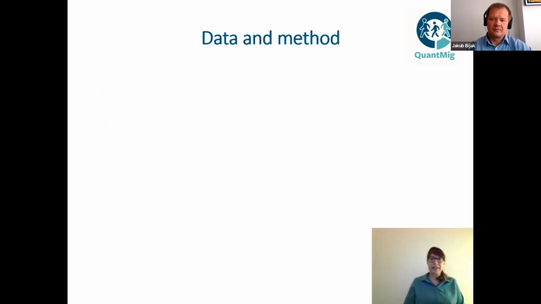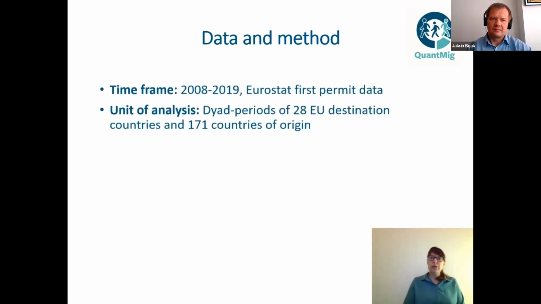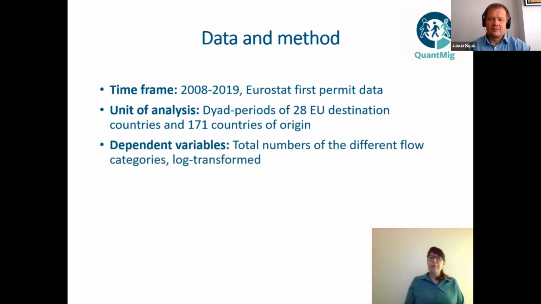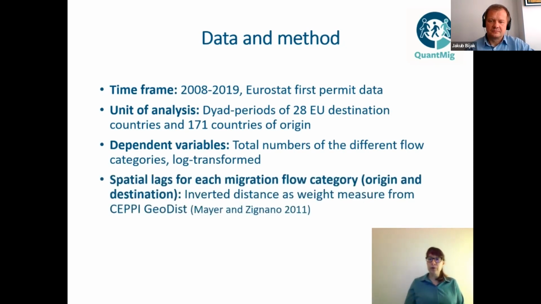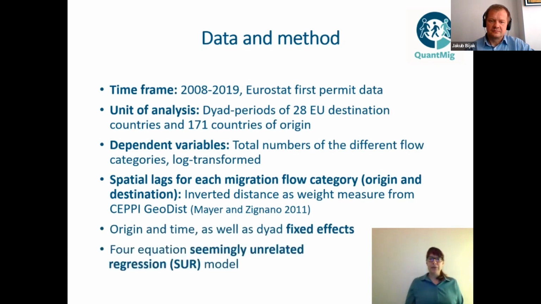So how do we test this? Well, we use the data which I presented before. The unit of analysis is the periods, the economic and refugee crisis, before and after. The dependent variables are these 4 migration flows. And of course, because we want to test spatial dependence, we have the spatial lags, use several fixed effects, and use seemingly unrelated regression for that.